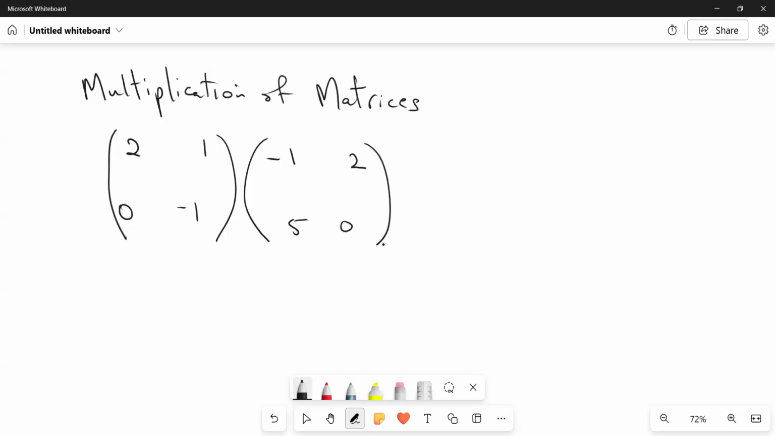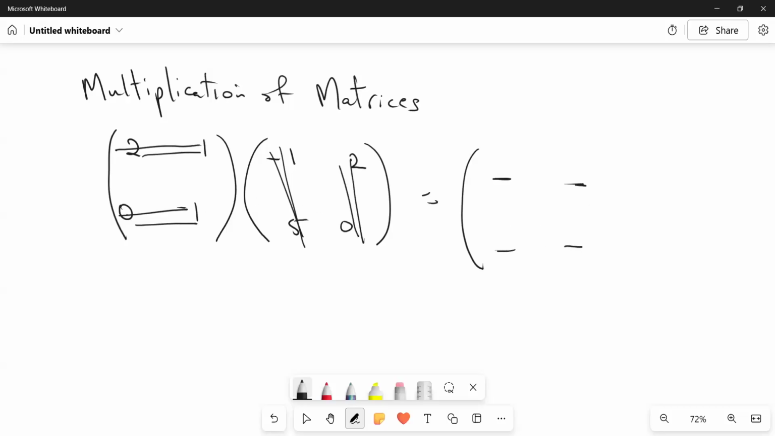Good. How do you do this now? Well, you multiply rows by columns. So this is what you do. You multiply this row by this column, and that's what you will put here. Then you multiply this row by this column, and that's what you will put here. Then you multiply this row by the first column here, you put that here. And then you multiply this row by this column, and that's what you put here.